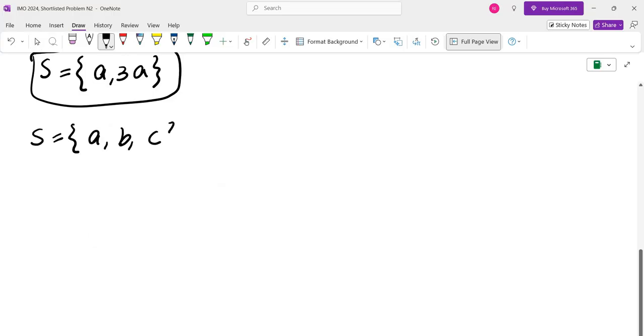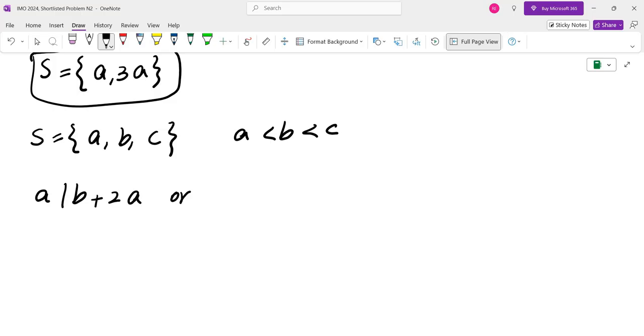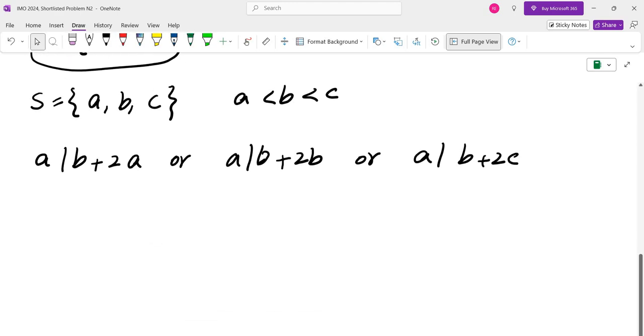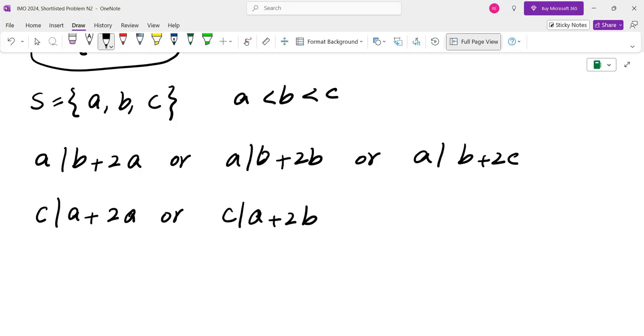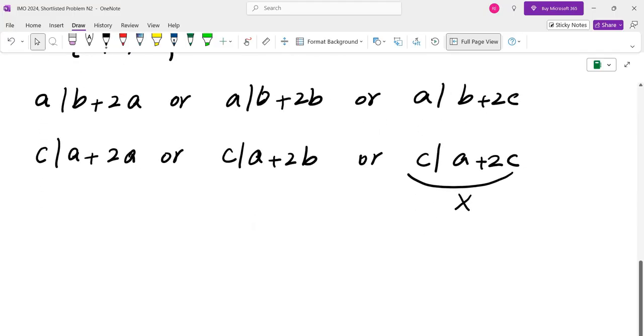So now I'm going to look at the case when S has 3 elements and see what I get. So I have A, B, and C, and let's say A is less than B less than C. So what are the conditions? We need A to divide B plus 2 times something. It could be B plus 2A, or it could be B plus 2B, or it could be B plus 2C. And we have something similar for B, and we have something similar for C. So if I write down the one for C, that's a little bit stronger. So I get C divides A plus 2A or C divides A plus 2B. These are really the only two possibilities, because the last one, which is C divides A plus 2C, is really not possible.